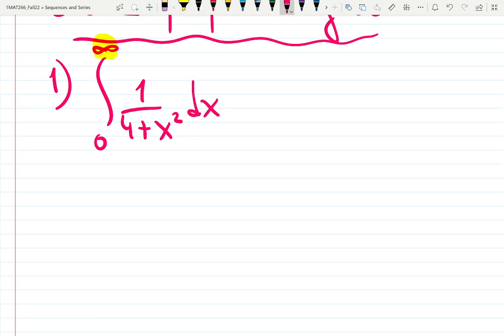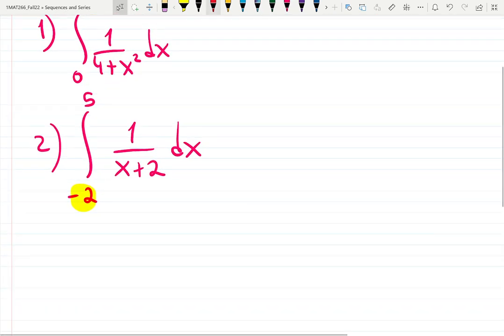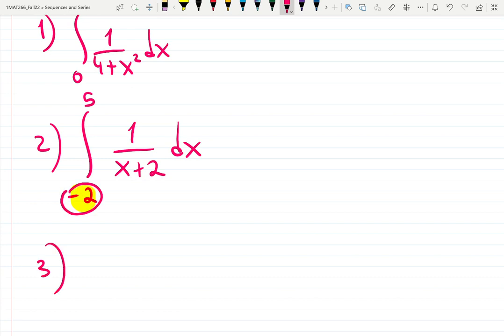The second case was not very obvious. 1 over x plus 2, from minus 2 to 5. It's not very obvious, but when you think about it, you realize you cannot divide by 0. So wherever this integral is, there is division by 0, and that's the problem. So minus 2 is the problem. And the last one is the hidden problem. We circle the problematic place.